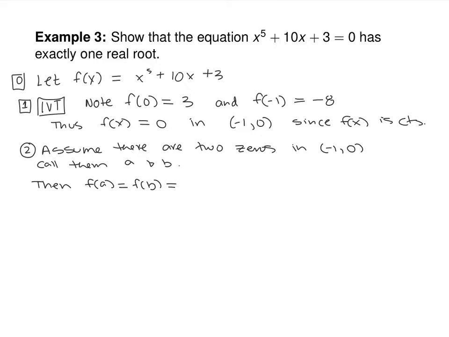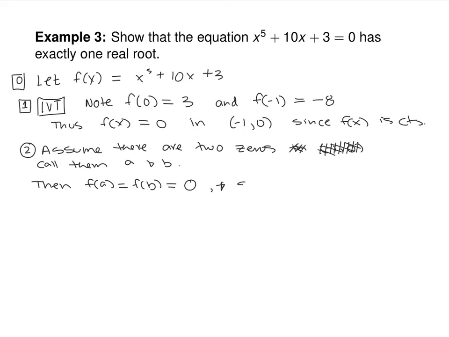And actually, I realize I'm adding something in that doesn't need to be there. They don't need to be in -1 to 0. They can be anywhere. So that's not necessary. There are just two zeros, you call them A and B. And when you plug them into the function, you get 0, right?